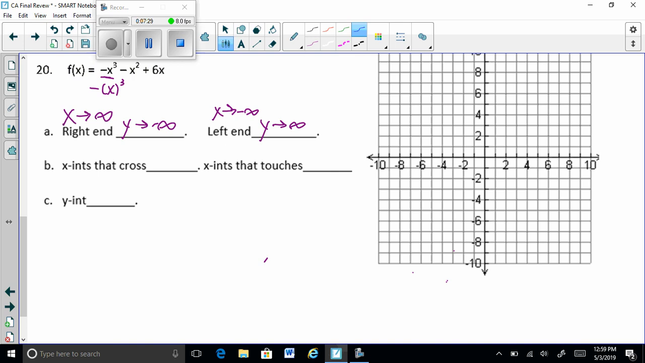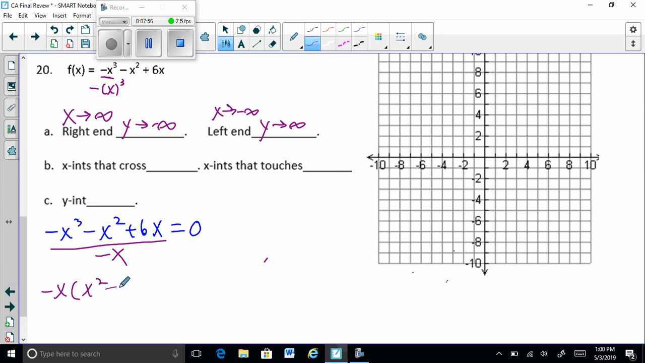All right, so now we've got to find our intercepts. We set it equal to 0: negative x cubed minus x squared plus 6x equals 0. I'm going to factor out a negative x. That leaves us with positive x squared plus x minus 6 equals 0. Then we can factor this, so we're going to have negative x times x plus 3, x minus 2.